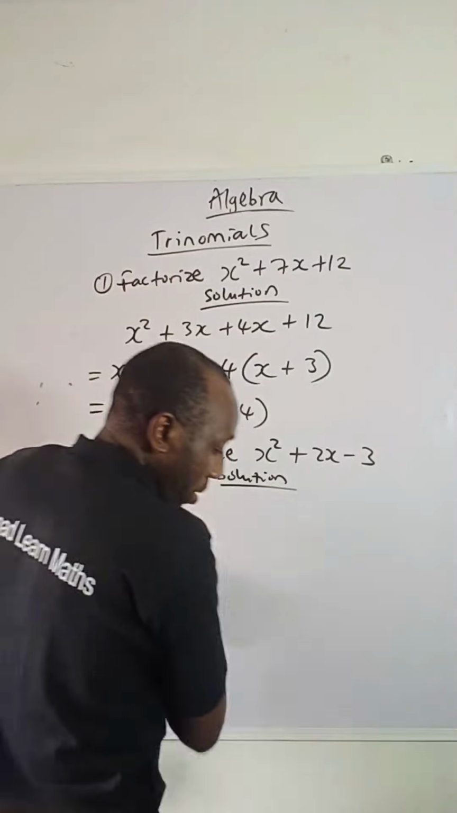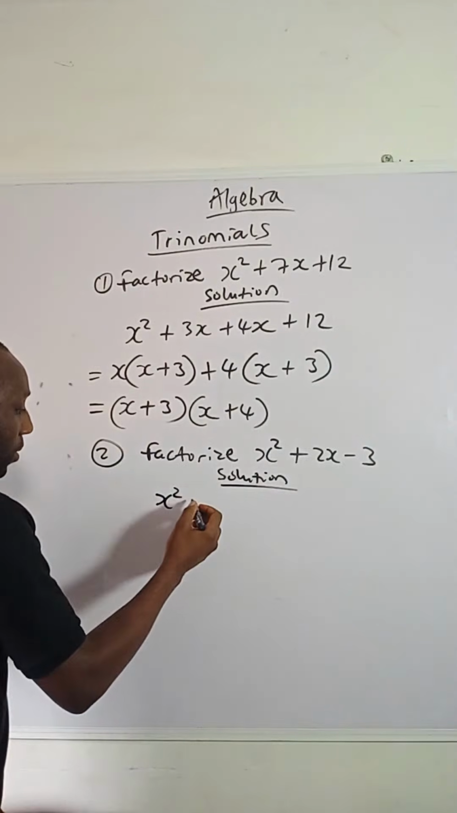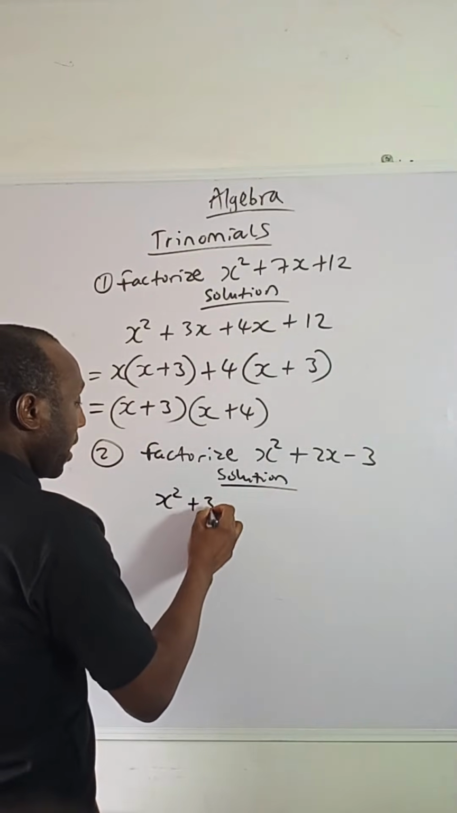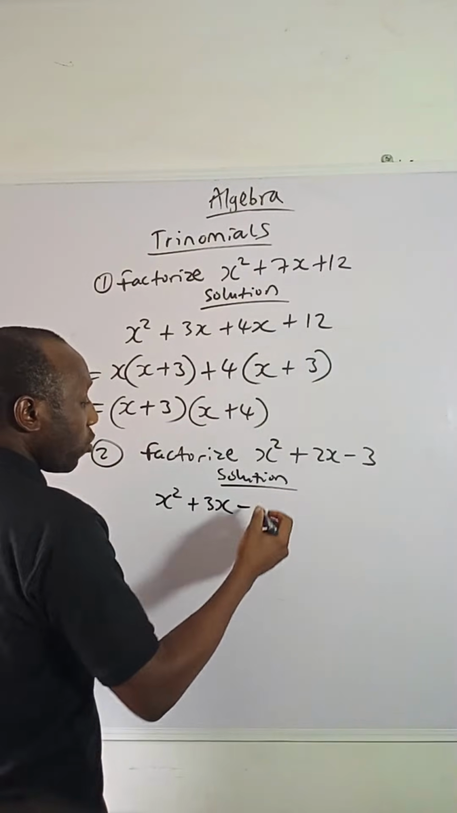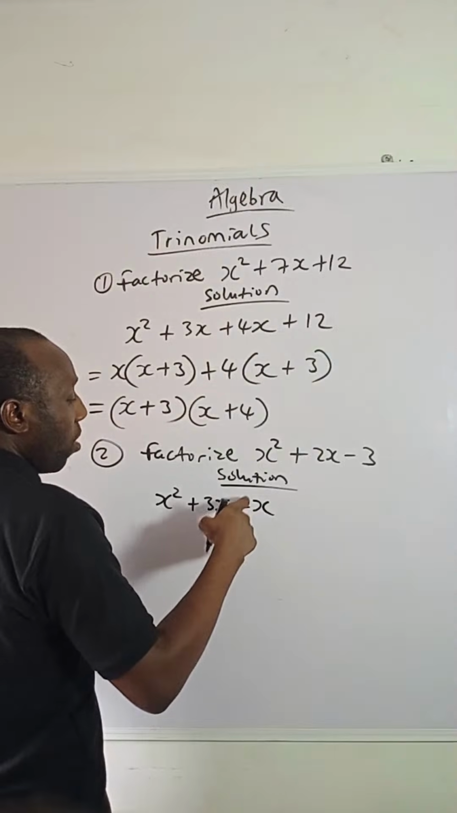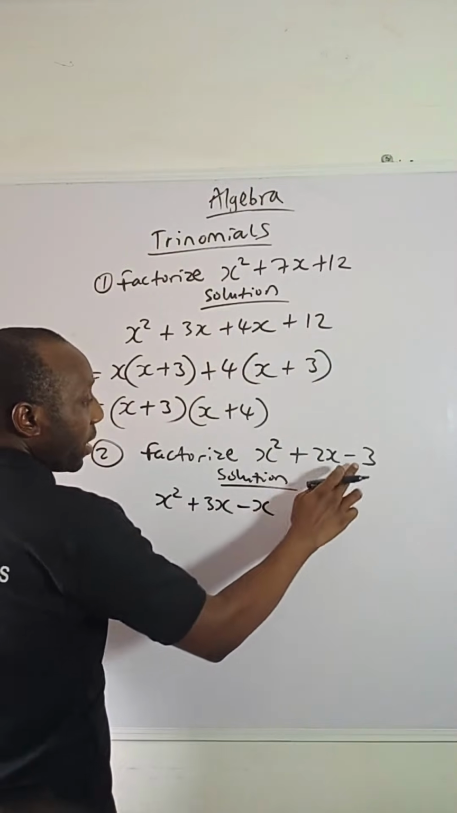So let's do this. Let's move on. So it's going to be x squared plus 3x. That's one of the factors, 3x. And then minus x. Minus 1x, or you can just write minus x. Because this 3x minus x gives you 2x. Then minus 3.